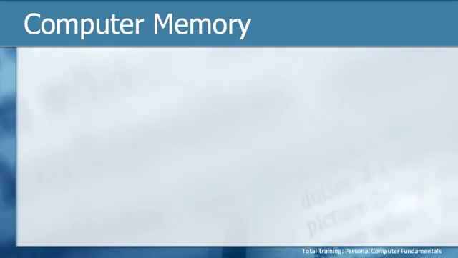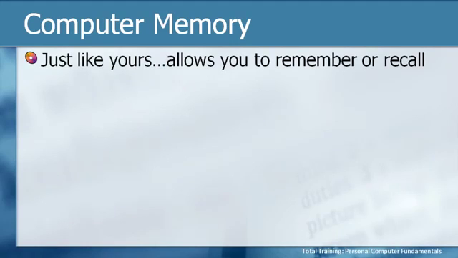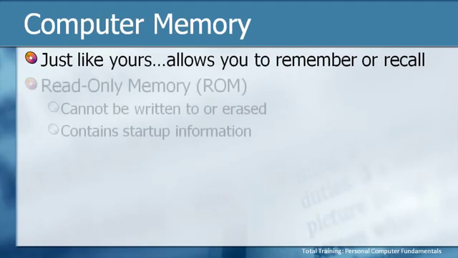The next thing we need to talk about, though, is computer memory, and this can really get people confused. So let's see if we can, again, take it from the top, make it very general, but also make it so you can understand what computer memory is about. Computer memory is just like yours. You have memory, and your memory allows you to remember or recall information. That's exactly the same thing that computer memory does.